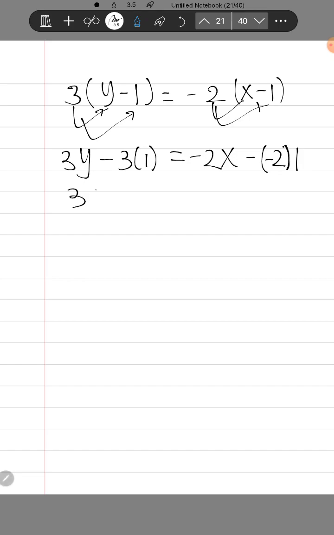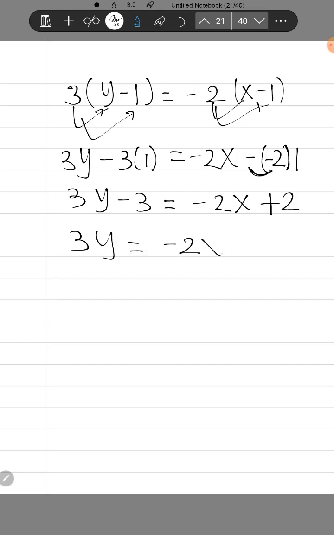Here 3y minus 3 is equal to minus 2x plus 2. Here we have two negatives. So negative multiplied by negative is a positive. 3y is equal to minus 2x plus 2.